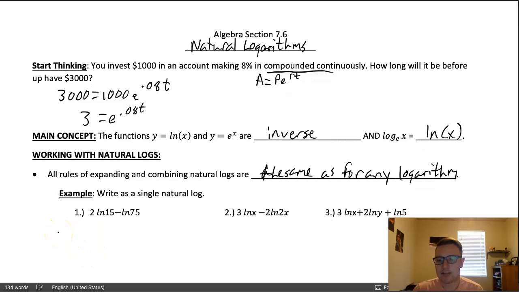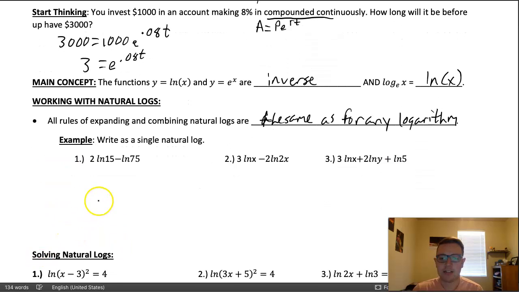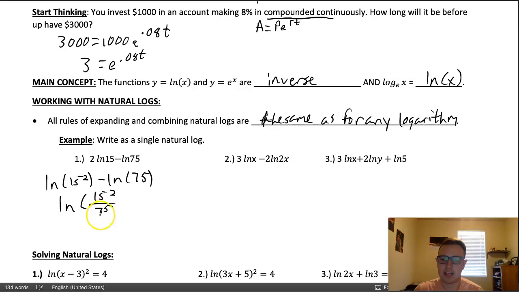So let's take a look at an example. We have 2 ln of 15 minus ln of 75. If this were a normal logarithm, we'd take the 2, we'd move it in as a power of 15, and that's exactly what we're going to do here. This is going to be ln, or natural log, of 15 squared minus natural log of 75. Now, as these are subtracted, that means we're going to divide them inside a single natural log. So we have ln of 15 squared over 75.